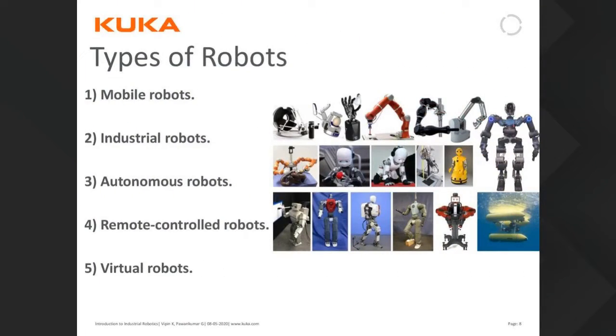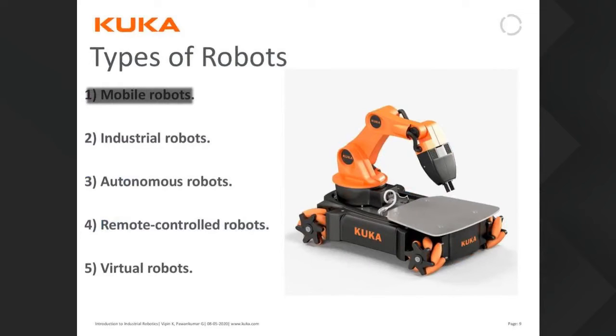And if we see the types of robots, mainly we can classify them into 5 groups. These are the main classifiers, though there are different types of classifications. First we talk about this main classification: mobile robot, industrial robot, autonomous robot, remote control robot, and virtual robots. If we talk about mobile robots, you can see an example in the picture, a KUKA robot.